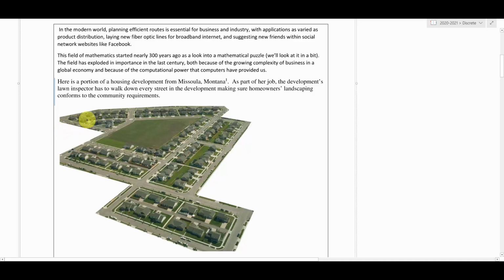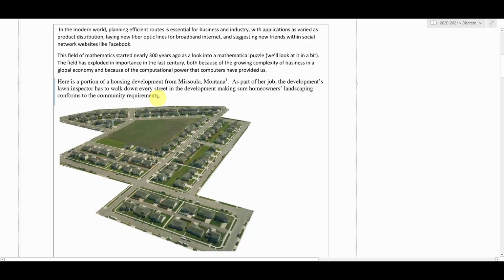There are all kinds of applications besides shipping, like laying fiber optic lines for broadband internet, and social networking sites like Facebook use graph theory. There are all kinds of different applications in the modern world that use this. This is a widely applied field of mathematics. It's actually a field of mathematics that started about 300 years ago based on a simple mathematical puzzle, which we're actually going to look at in today's lesson.